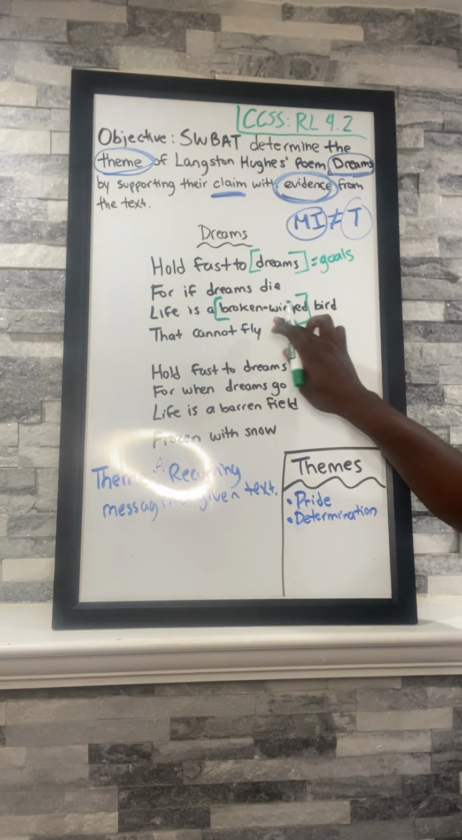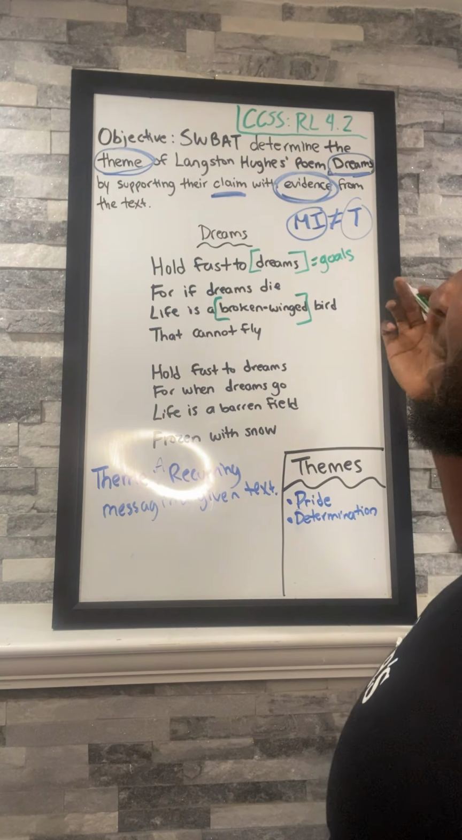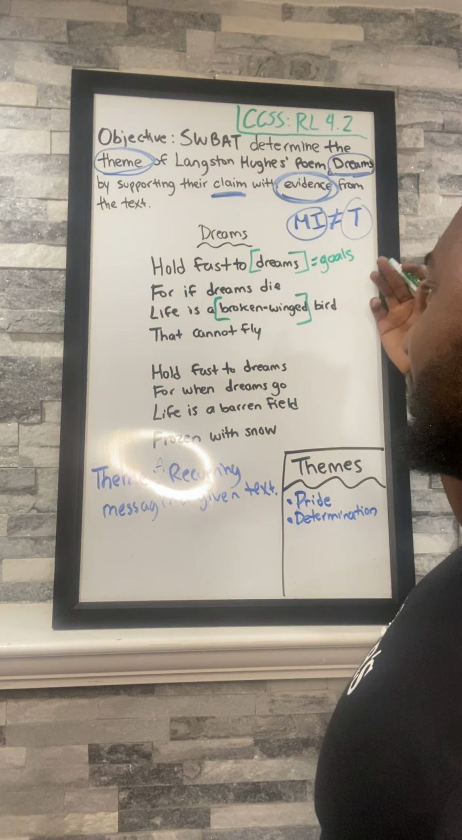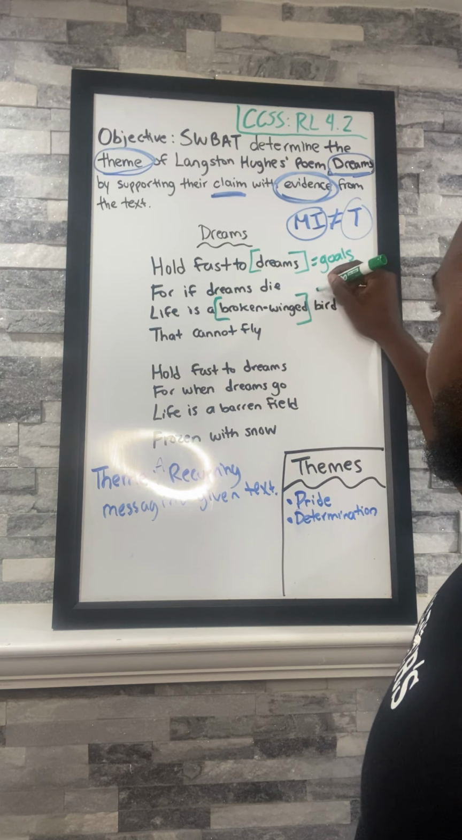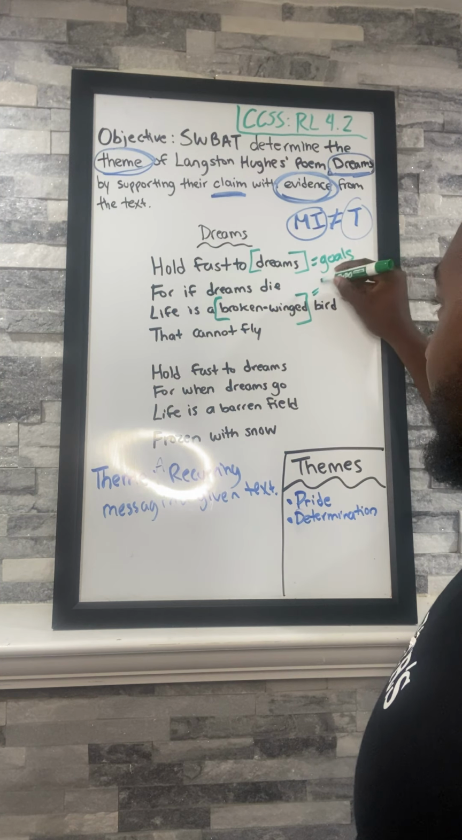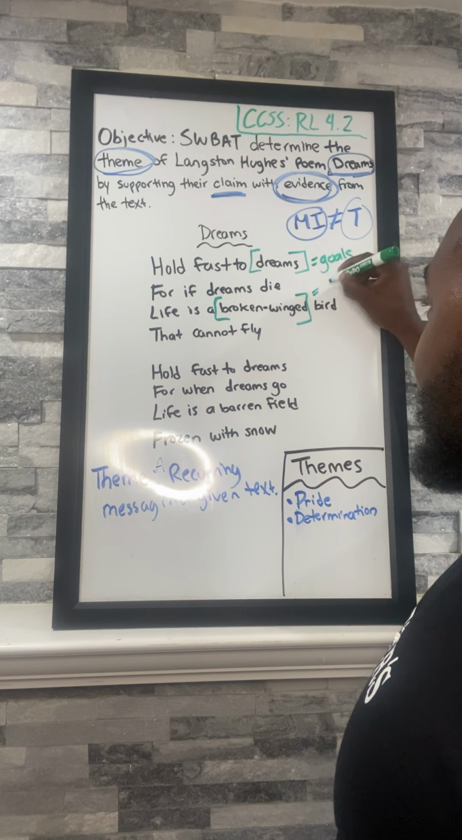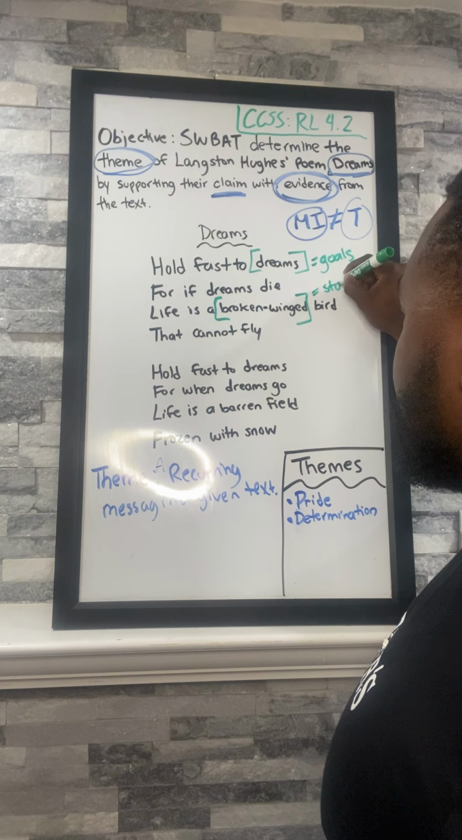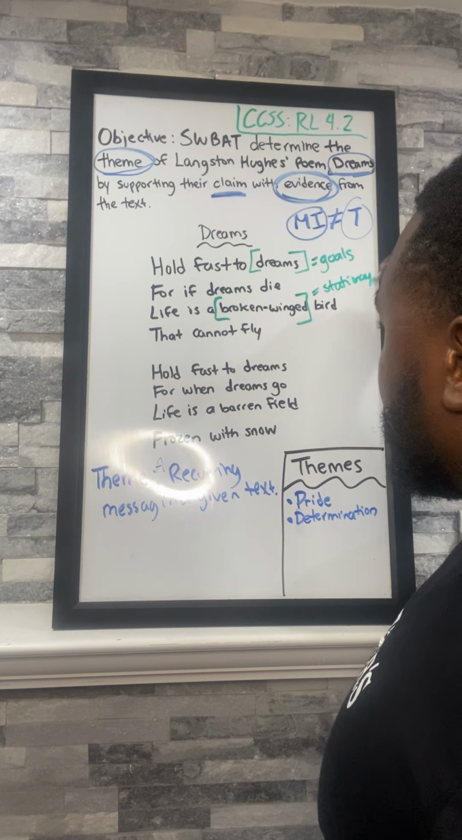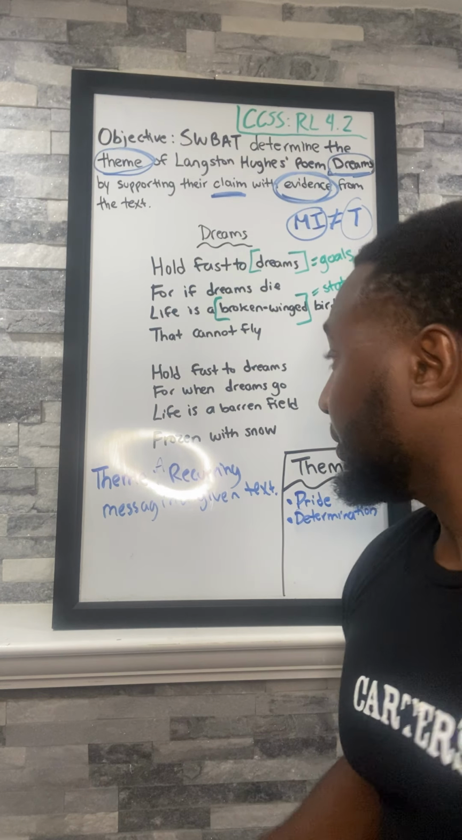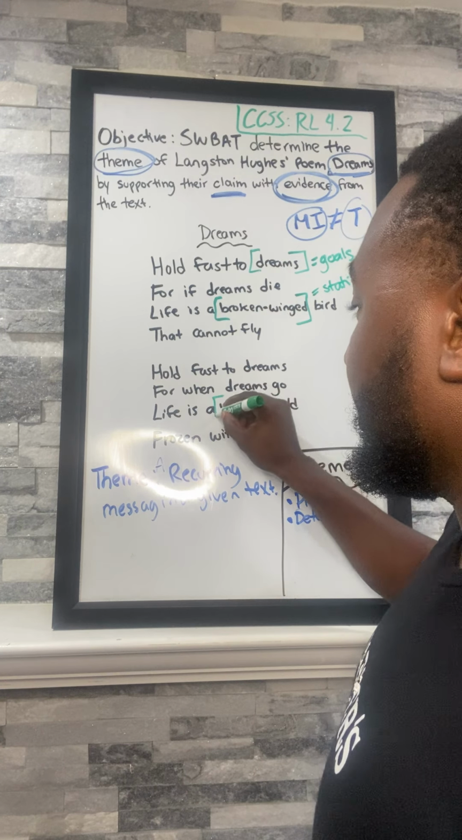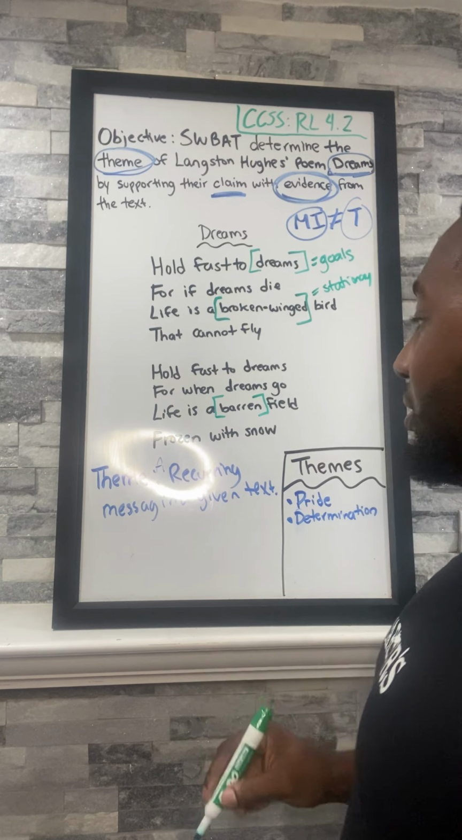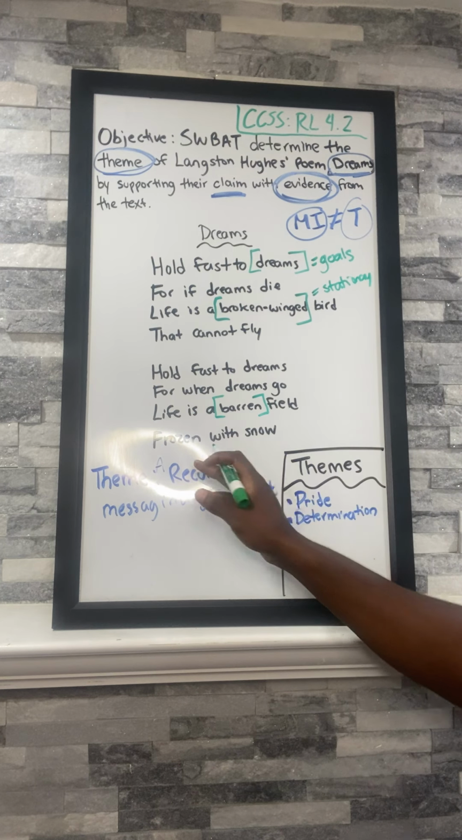Also, when it comes to broken wing, some kids may stumble upon that, but it's just a bird that is incapacitated. Stationary bird. It's stationary. It can't go anywhere. And then barren. It says life is a barren field, frozen with snow.